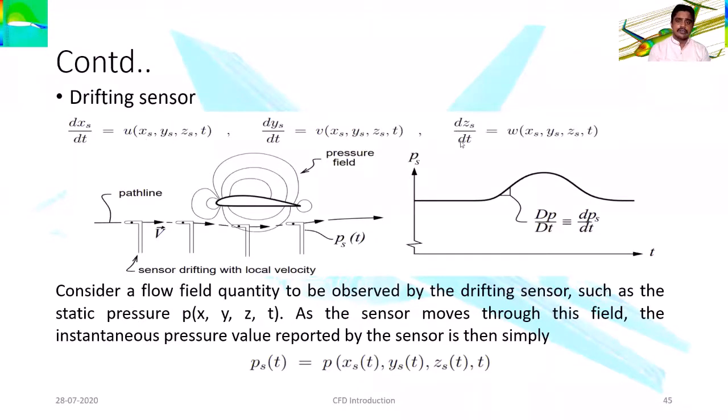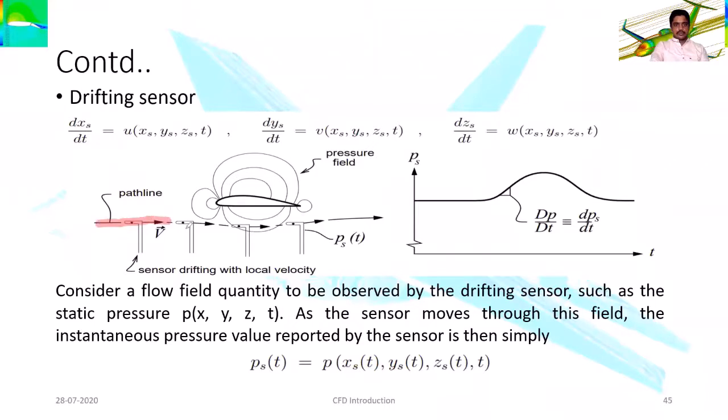Similarly in the y direction, similarly in the z direction. These are the three directions, which means the rectangular coordinate frame we are following. In that one, the sensor location is continuously shifting from one location to the other. Not like the previous case. Here in this case, the sensor itself is moving from location 1 to location 2.